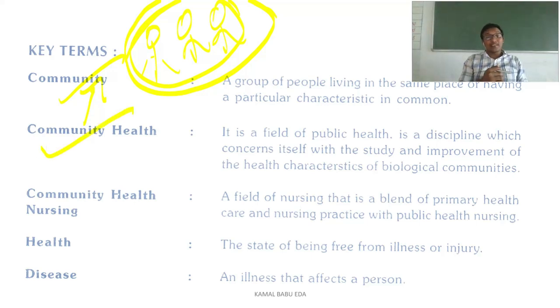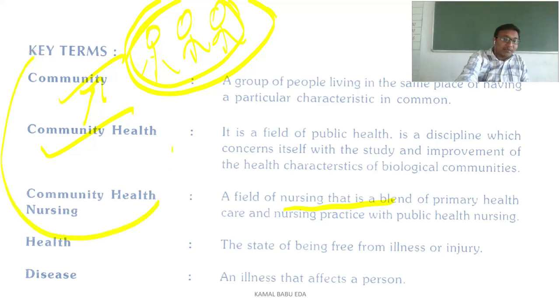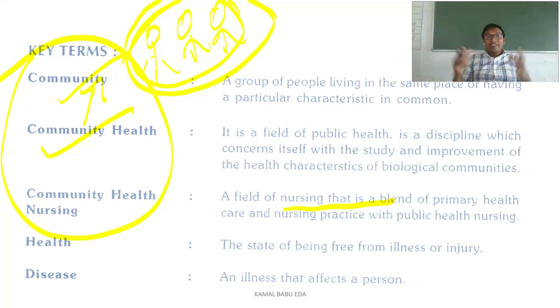Then what is meant by community health nursing? It is a field of nursing which blends primary health care and nursing practice with public health nursing. We apply nursing techniques in the field of primary health care, mainly focusing on the improvement of public health. Hope you understood these three terms. A community is a group of people living together in the same place with particular characteristics in common. We focus on the health of the community, and we want to improve the health characteristics of these biological communities. This is called community health. Applying nursing principles in primary health care is termed community health nursing.